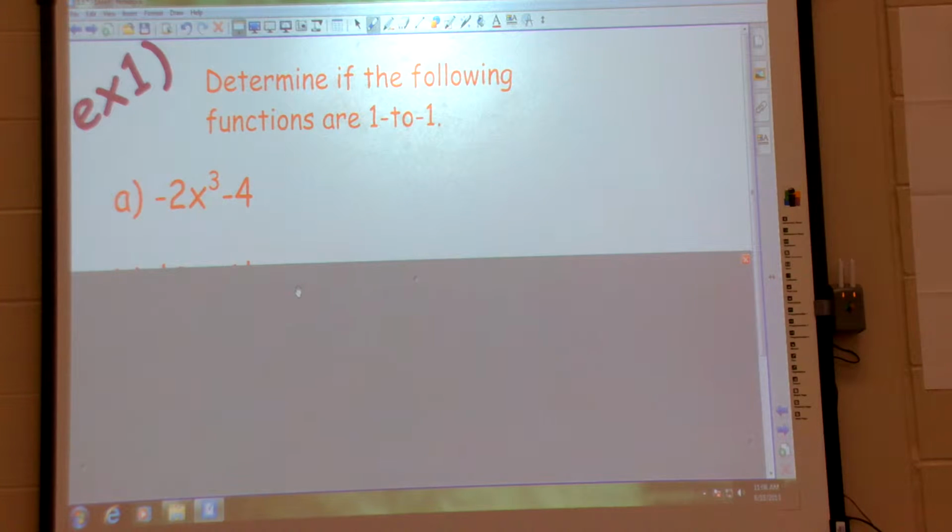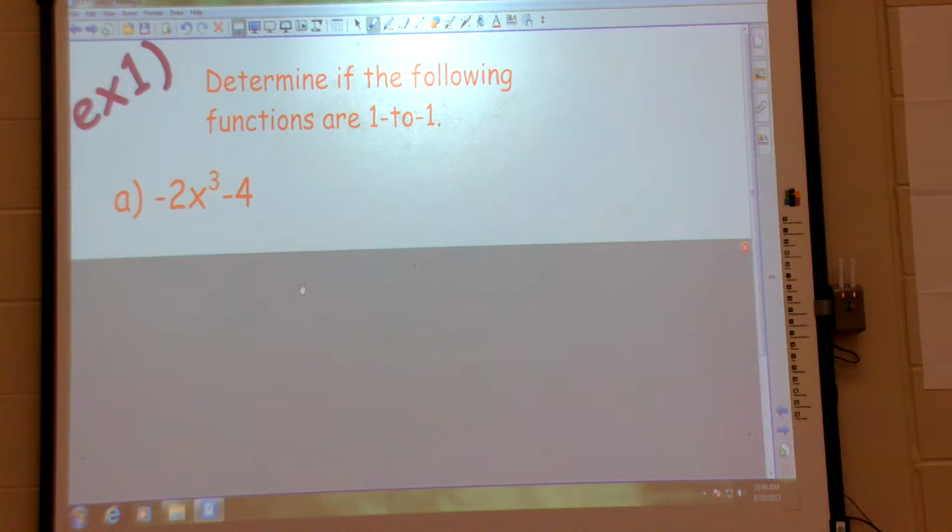Okay, so the first one, negative 2x cubed minus 4. Okay, well, we know cubics can be skinny, like that, but they can also be drastic, like that. So our only question is, which one is that? So we do have to graph this one.